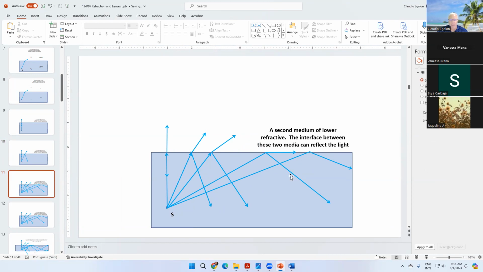Now, depending on the medium, there will be a point in which the angle of refraction of the light is going to be exactly 90 degrees, okay? And you're going to have this phenomenon which we call total internal reflection. When the angle of refraction is 90 degrees, we have what we call total internal reflection. So the intensity of the light here is going to be the same as the intensity of the light here.